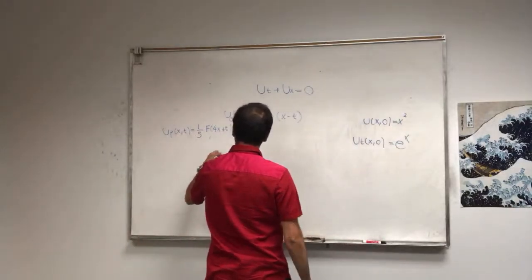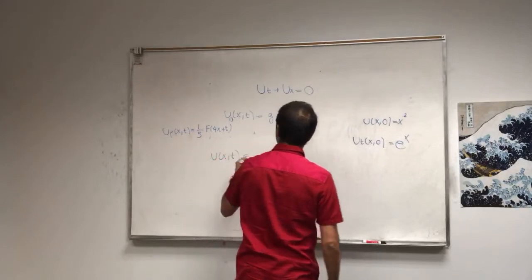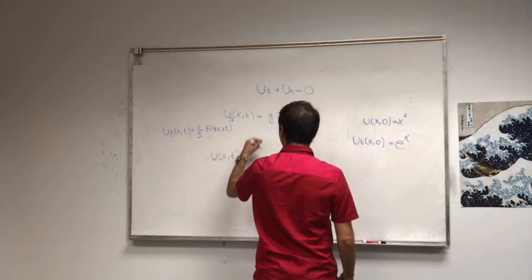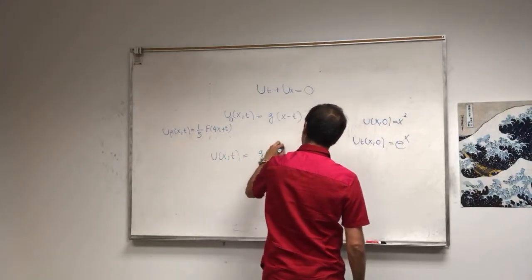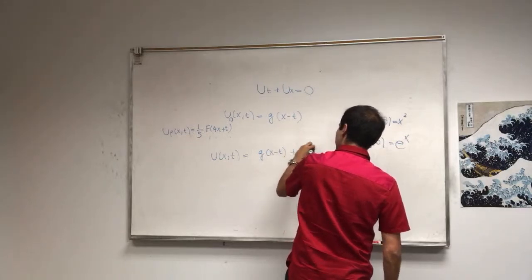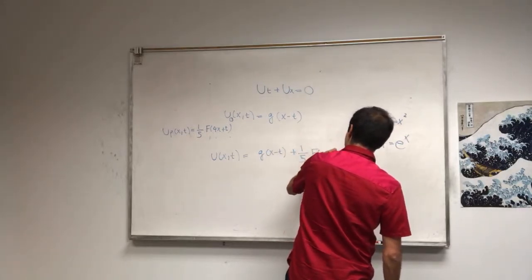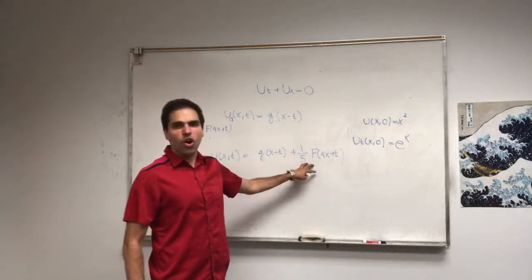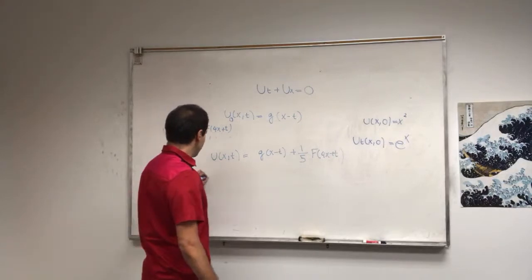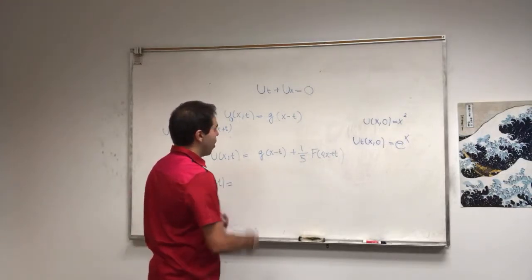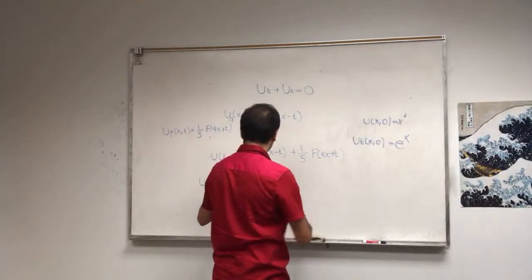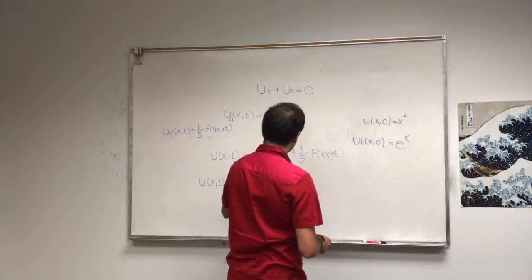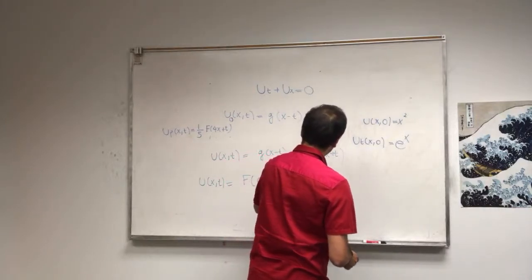So u of x,t equals basically the homogeneous solution plus the particular solution, which basically tells you this is arbitrary as well. And so you get u(x,t) is just some arbitrary function of 4x plus t plus some arbitrary function of x minus t.